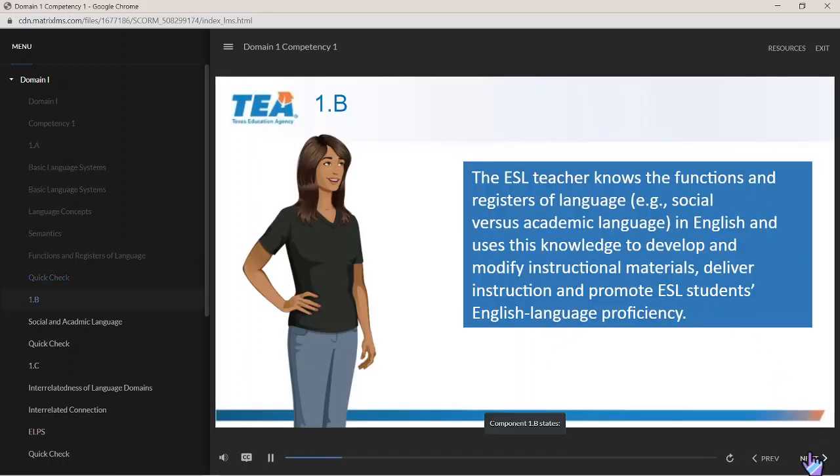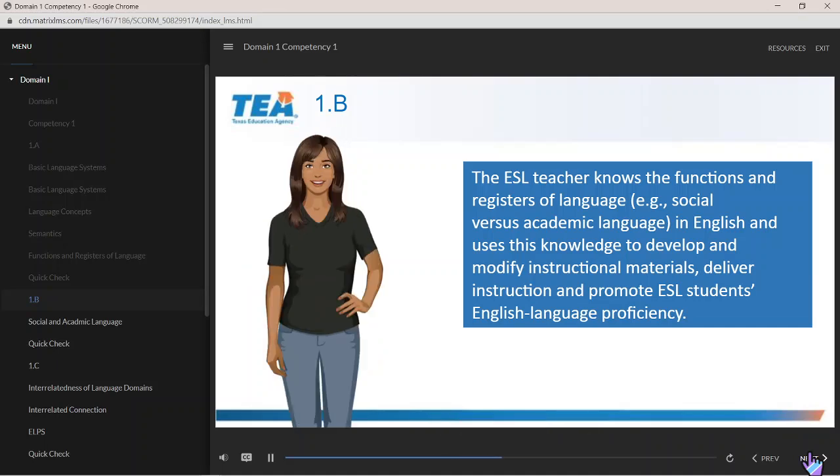Component 1.b states, the ESL teacher knows the functions and registers of language, as in social versus academic language in English, and uses this knowledge to develop and modify instructional materials, deliver instruction, and promote ESL students' English language proficiency.